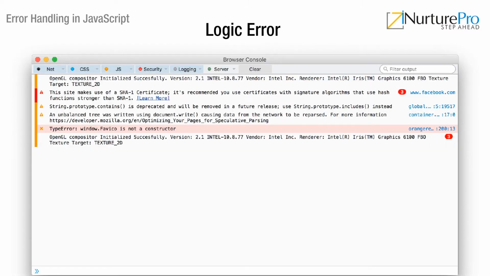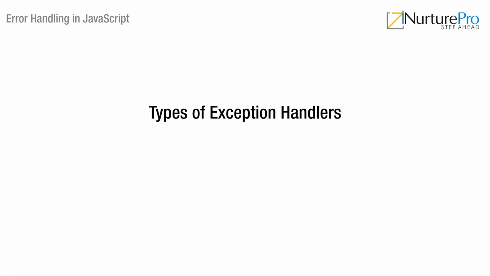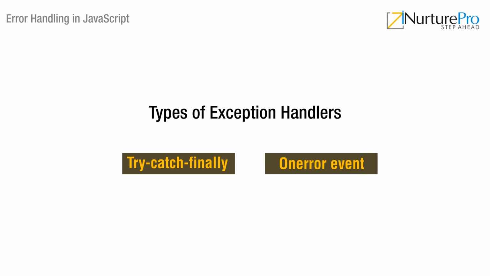Another type of error is logic error. This is the most difficult type of error to handle. Logic error occurs when you write the code in incorrect way and do not get the expected result. You cannot track these errors because it depends on the type of logic that you have used in your program. So, in order to handle errors or exceptions that occur during the execution of a program, JavaScript has two types of exception handlers. One is try-catch finally statement, and the other is onerror event.